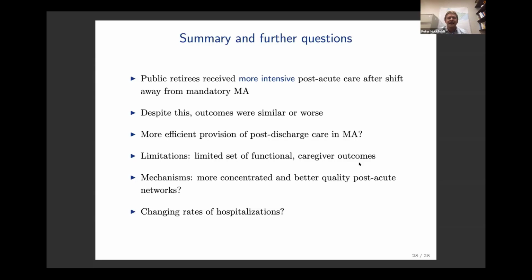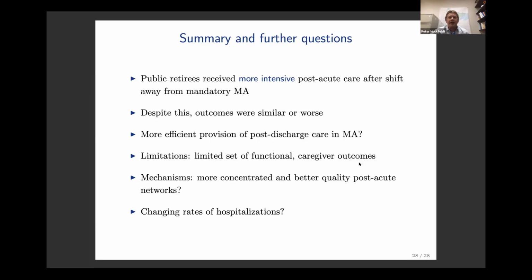Another limitation is that this can have really negative effects on caregivers if you reduce the intensity of post-acute care. Basically, these informal caregivers like family and friends are responsible for providing therapy and helping their relatives and friends, and we're not measuring that. I think there are also some important questions about mechanisms. Are there changes in the networks of post-acute care providers that are being used before and after the policy change?